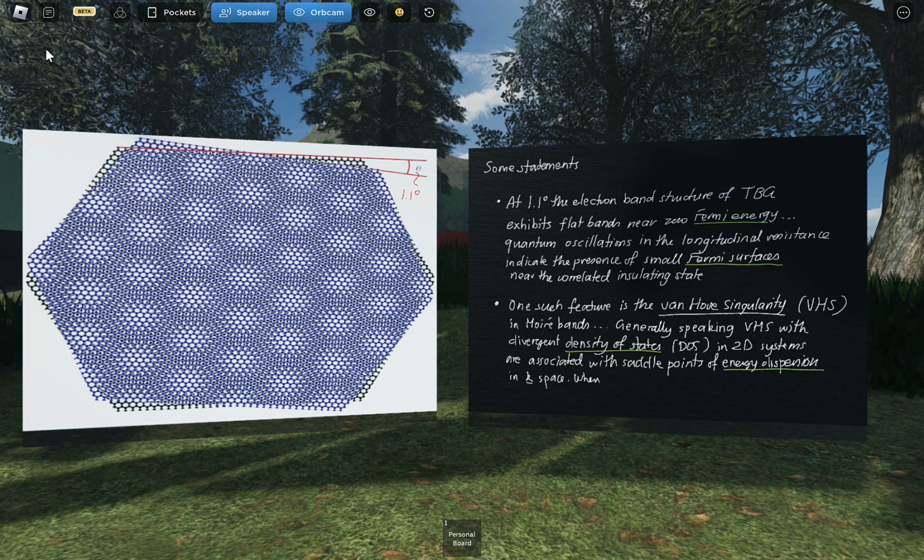So when a Van Hove singularity is close to Fermi energy, the increased DOS amplifies electron correlation. And that's one potential theoretical explanation for the superconductivity.